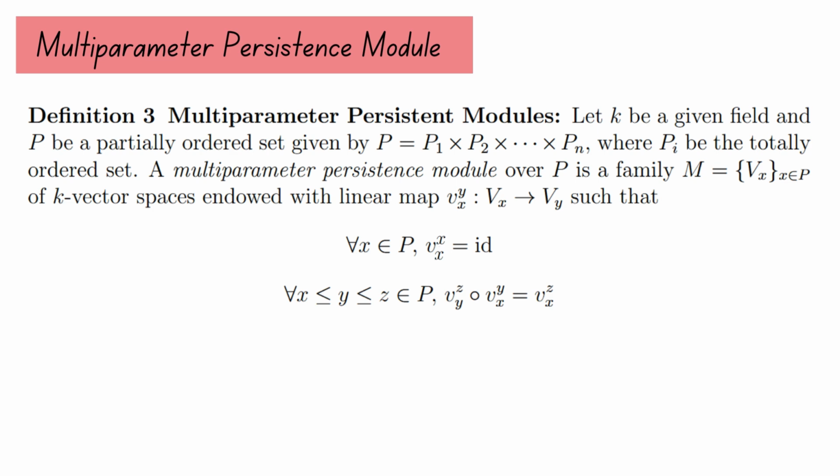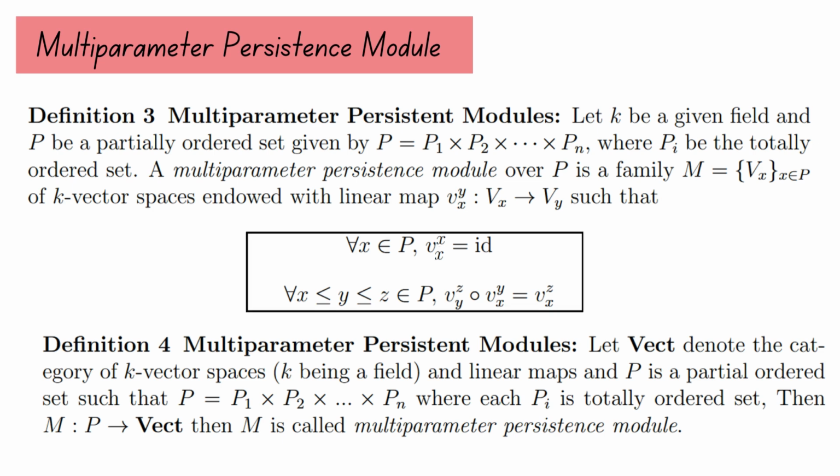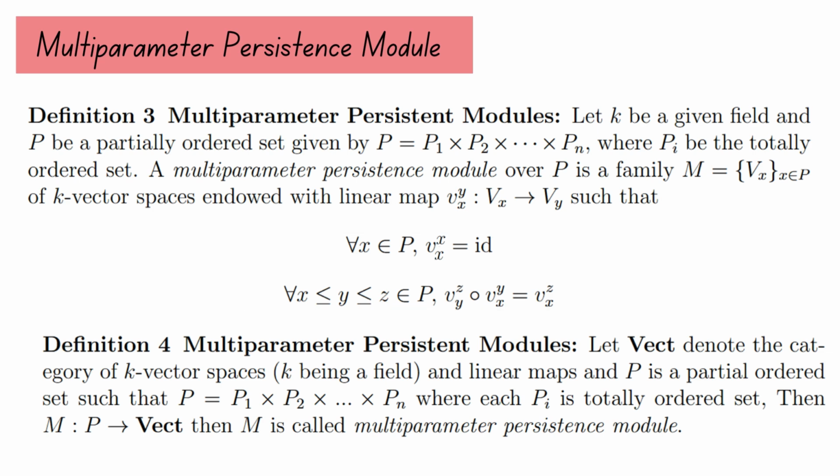Now the categorification of this definition is done the same way as for multifiltration. We define our multiparameter persistent module to be a functor from P to the category Vect, where Vect is the category of k-vector spaces and linear maps. So now I would not define these two conditions as I defined them in the above definition, because when I say a functor, these two conditions hold. So now what else can we do?